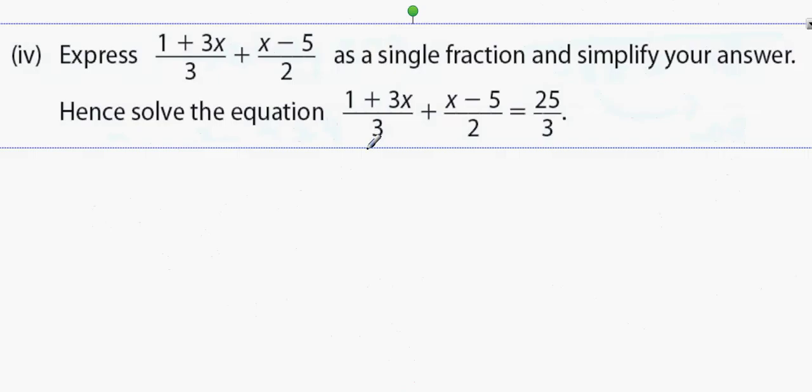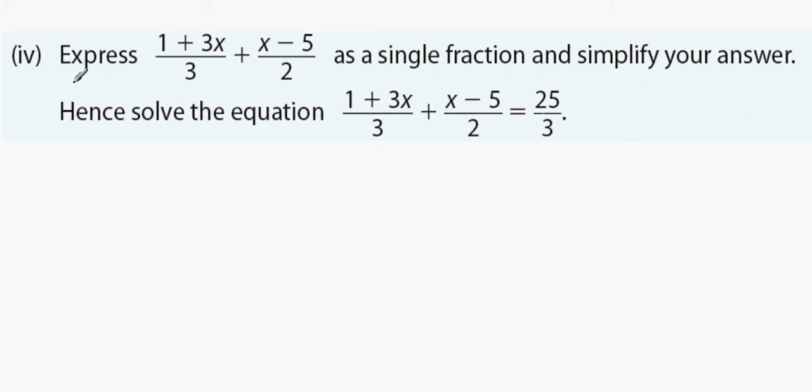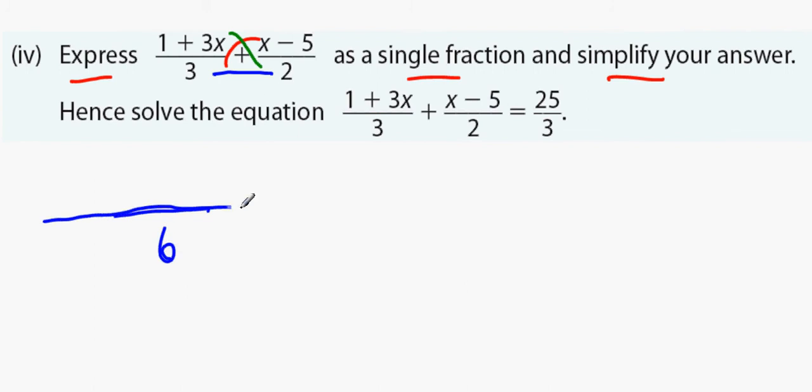Now, the next one is an express as a single fraction and simplify your answer. To express as a single fraction, which is the first question we're going to do, is to express as a single fraction the blue line, followed by the red line, followed by the green line. Okay. Now, first of all, the blue line results in the answer of 6. Okay. So 6 is the denominator. Now what's going to happen next is the green line. The green line results in 2 being multiplied by 1 plus 3x. Okay. And the 3 is the red line, which is going to be plus 3 into x minus 5.